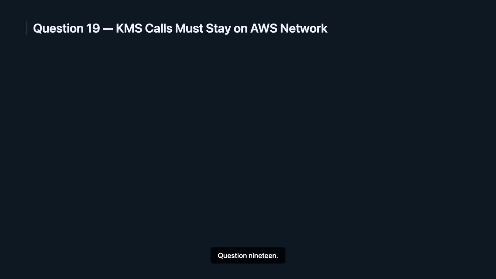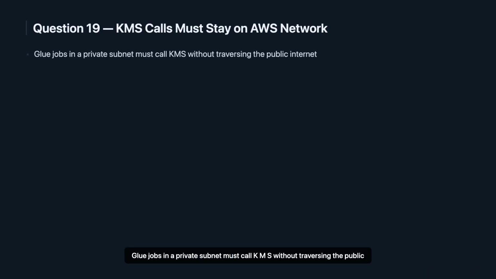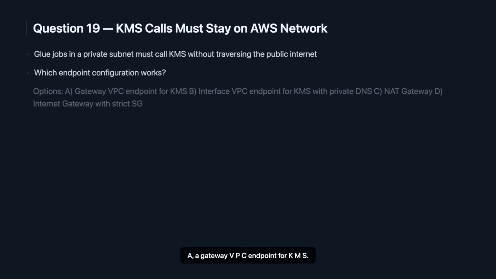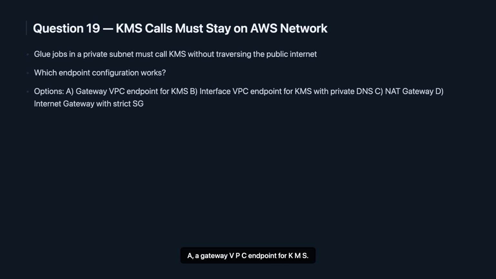Question 19. Glue jobs in a private subnet must call KMS without traversing the public internet. Which endpoint configuration works? A. A gateway VPC endpoint for KMS. B. An interface VPC endpoint for KMS with private DNS enabled. C. A NAT gateway. Or D. An internet gateway with a strict security group. The qualifier is that traffic must never leave the Amazon Web Services network.